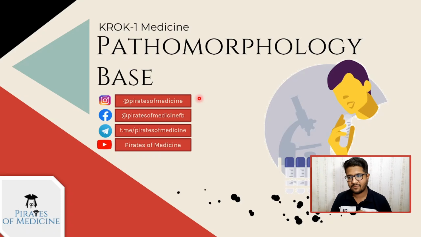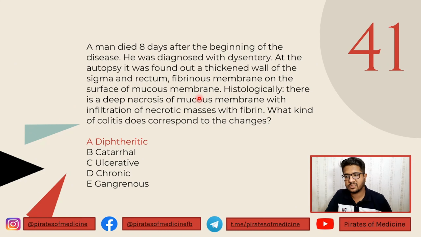So we left at the 41st question, and the 41st question is that a man died 8 days after the beginning of a disease. He was diagnosed with dysentery. At the autopsy, it was found out a thickened wall of the sigma and rectum, fibrinous membrane on the surface of the mucous membrane. Histologically, there is a deep necrosis of the mucous membrane with infiltration of the necrotic muscles with fibrin. What kind of colitis does correspond to these changes?